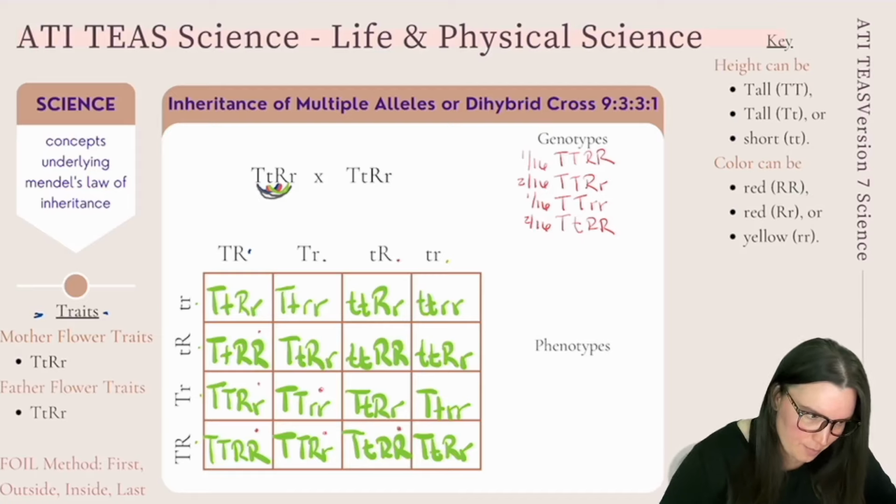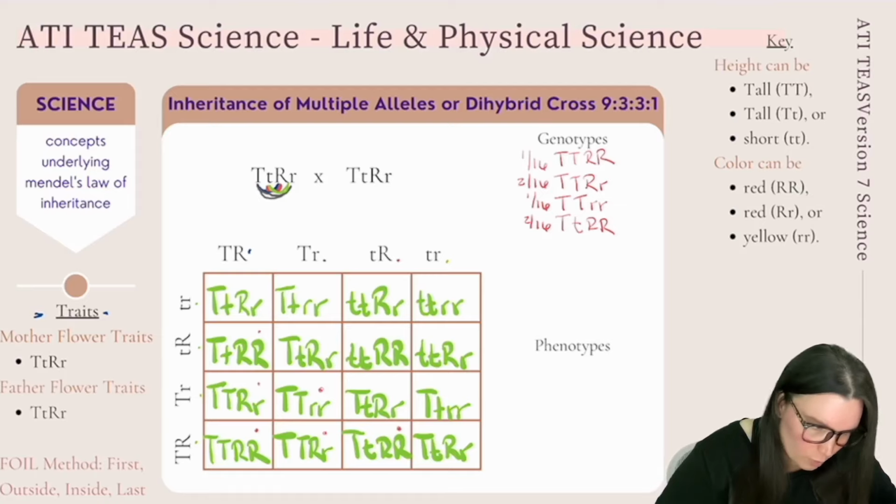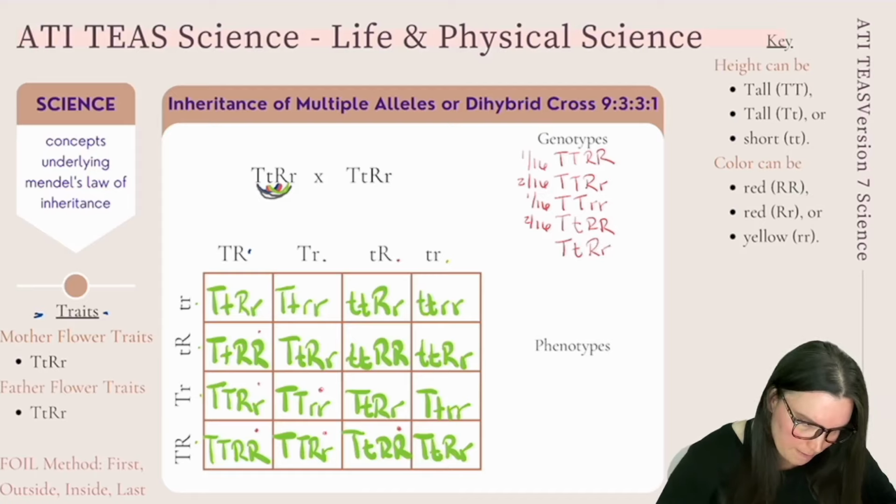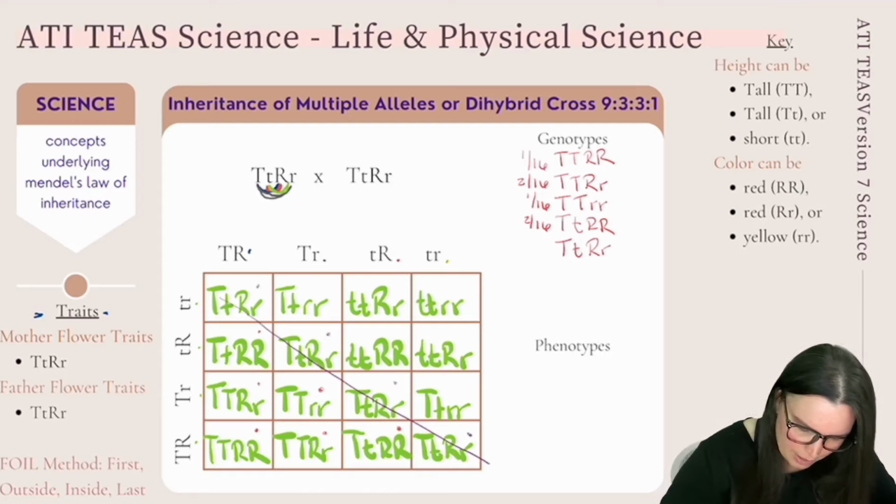So again, moving on, we're going to take a closer look at big T, little r. And we have four of these. These are a little bit more prominent, right? So I'm going to change my color here. And we have big T, little r. It's just kind of like crisscrossing through our thing here. So we have 4/16 of these.